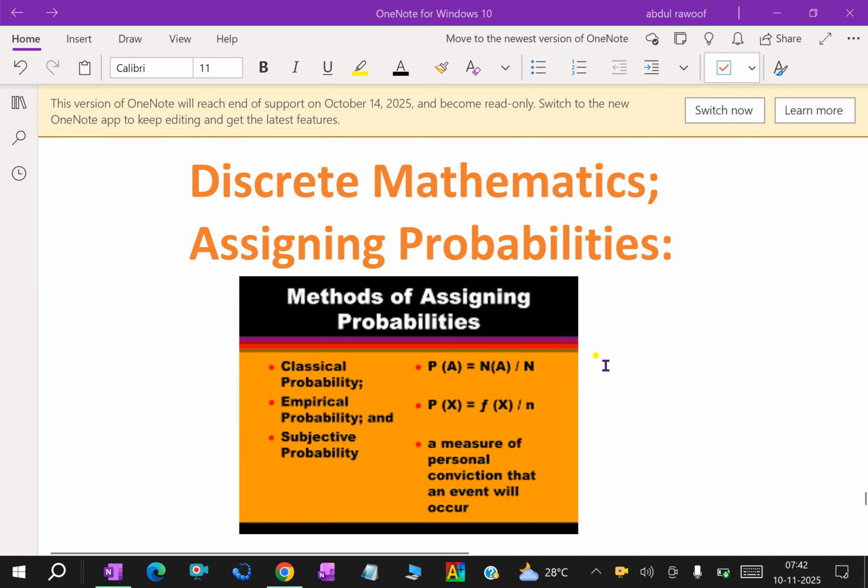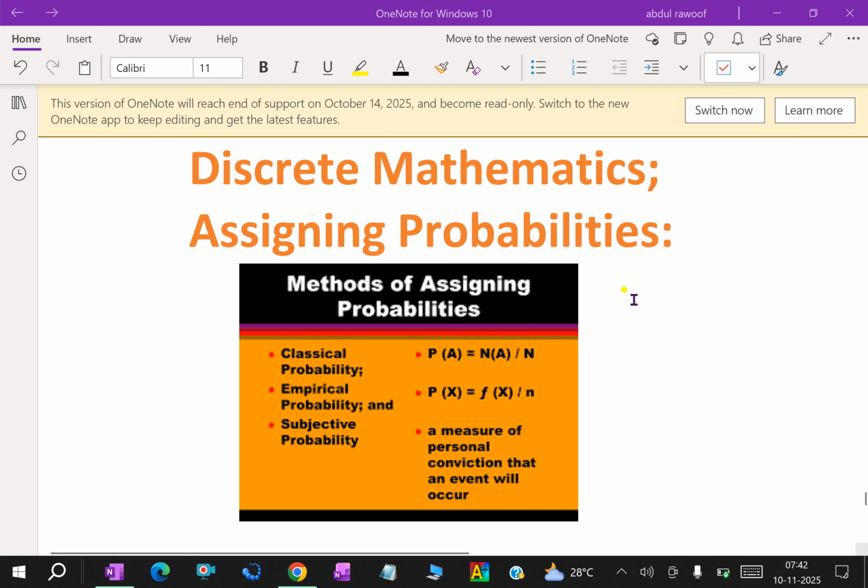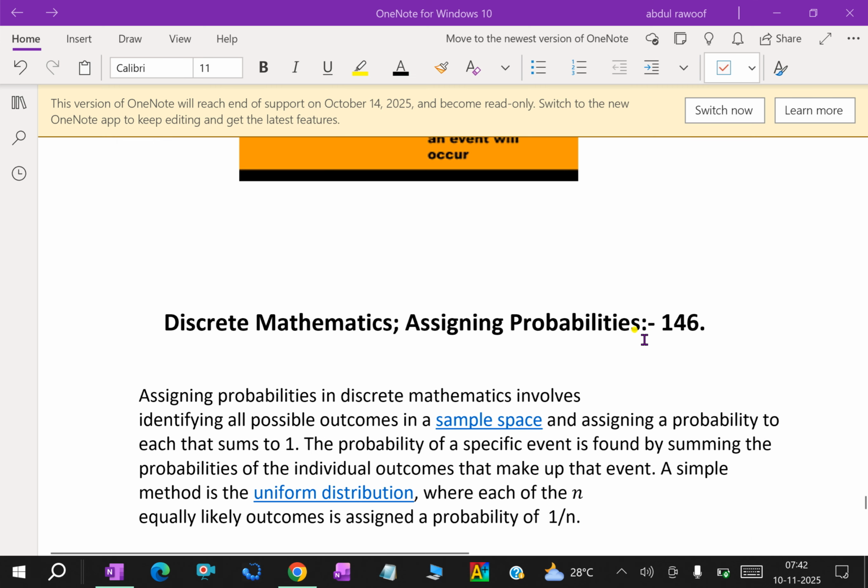Assigning probabilities refers to the process of determining the likelihood of various outcomes in an experiment, ensuring that the assigned probabilities satisfy the axioms of probabilities. This can involve approaches such as relative frequency and classical methods to achieve valid probability assignments. Now let us discuss further detail regarding assigning probabilities.